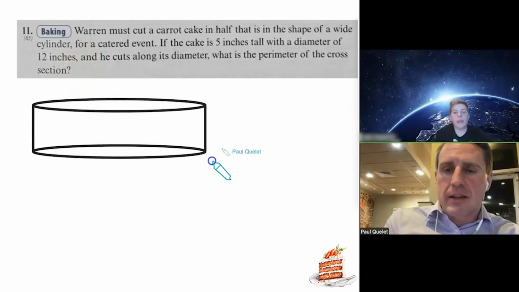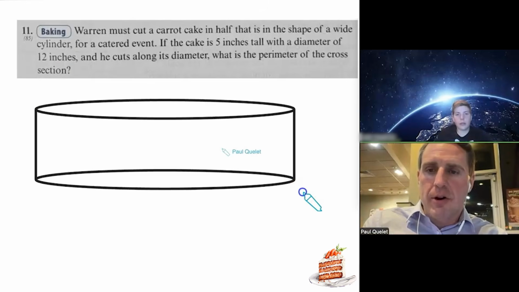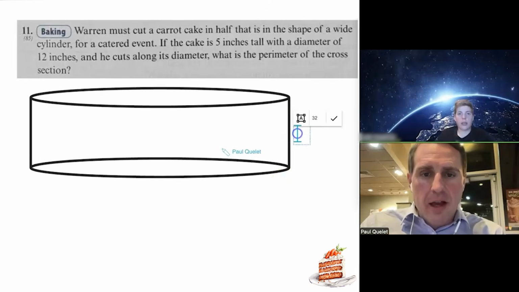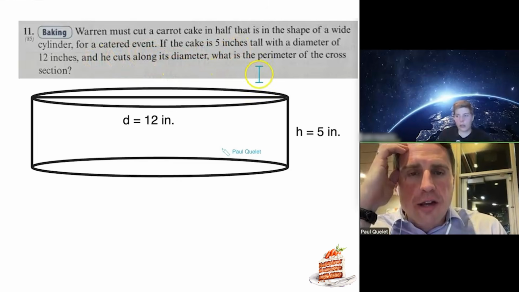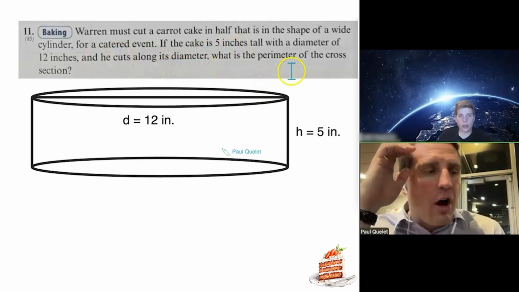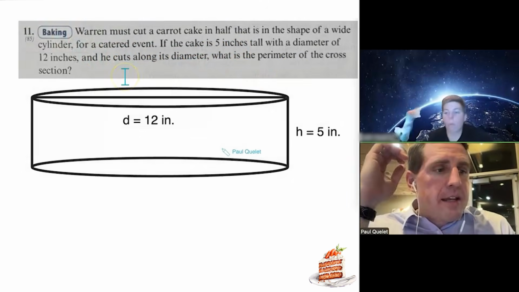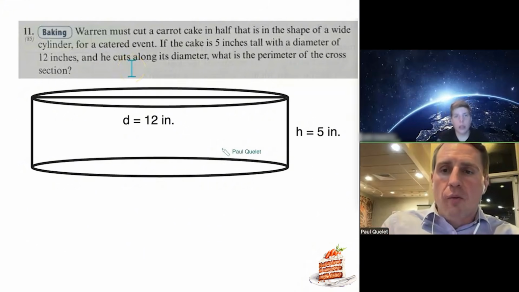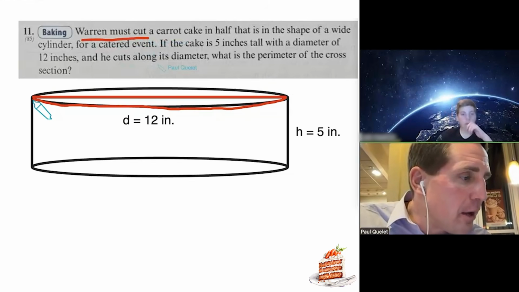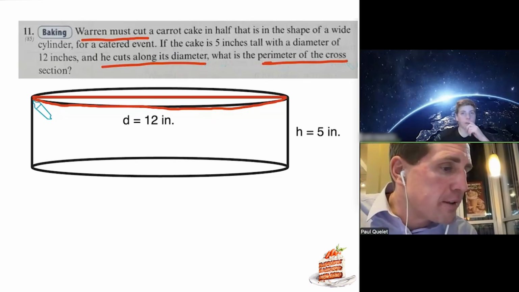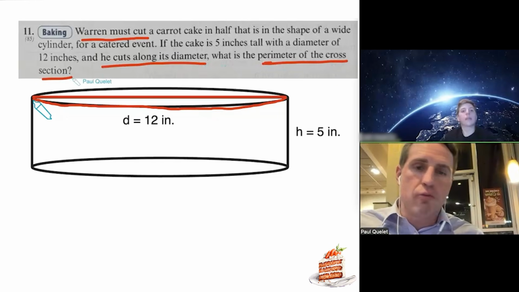So it's going to be like this, very wide compared to how tall it is. Okay, so I think the height is 5 inches and then the diameter is 12 inches. And he cuts along the diameter. What is the perimeter of the cross section? The idea is this: the perimeter of what he's going to cut. So let's imagine he's going to make this cut, and we want this perimeter. He cuts along the diameter. What's the perimeter of the cross section? So I think it's what's shown in red, right?